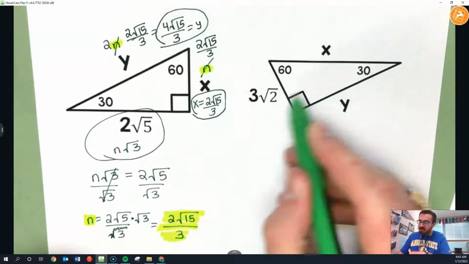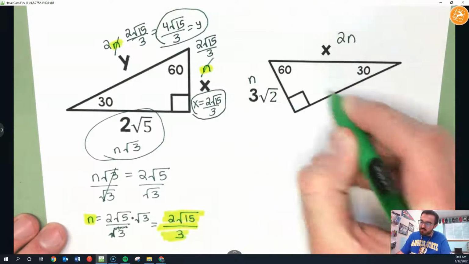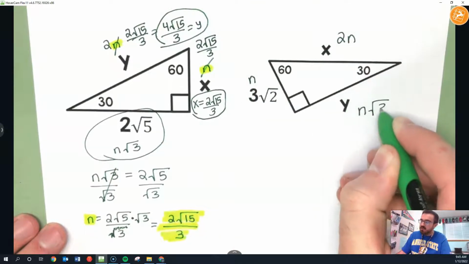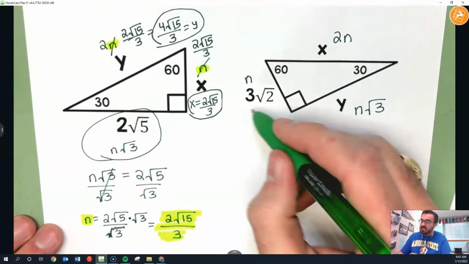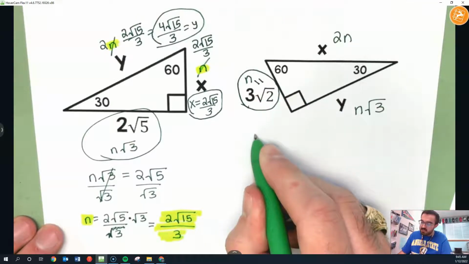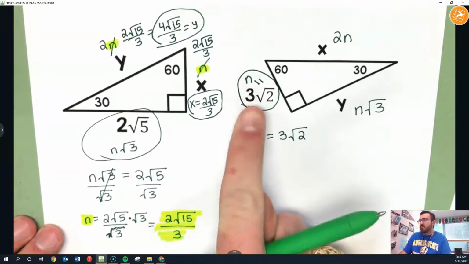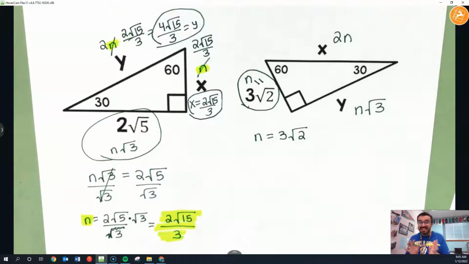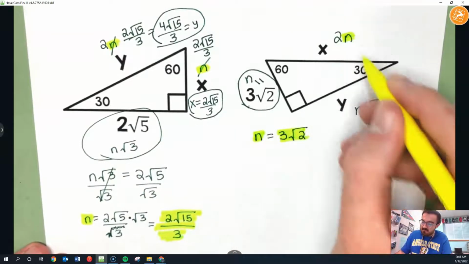Okay, let's do the very last problem and then we'll be done. All right, across from 30 degrees is going to be n. Across from 90 degrees is going to be 2n. Across from 60 degrees is going to be n square root of 3. Okay, what do we know? We're going to circle what is given. This is what's given. We're going to just set those equal to each other. So essentially, n equals 3 root 2. That's the equation we just created. These are the easiest, right? Look, n's already by itself. We're good to go. So we're just going to plug in n wherever we see n.